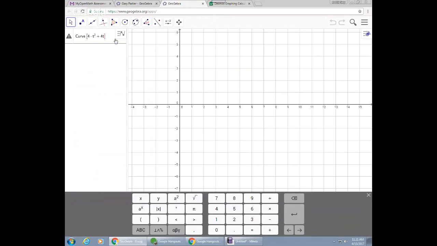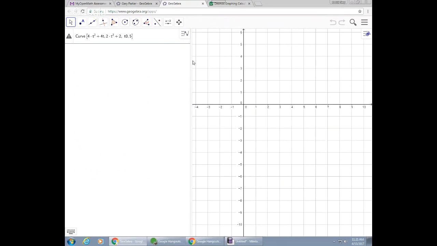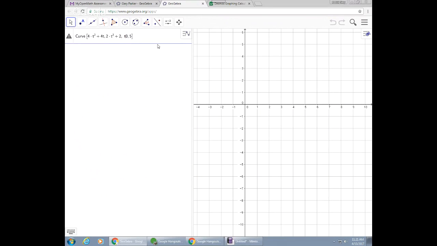And then comma, my y was 2 times t squared plus t, comma, my parameter is t, and I think I'll let it go from 0 to 5. Is it typing all that? Oops, I messed up. I missed a comma. Oh, and there's my curve right there. Cool.